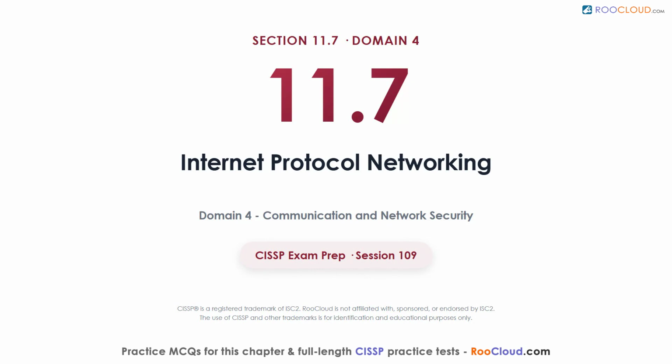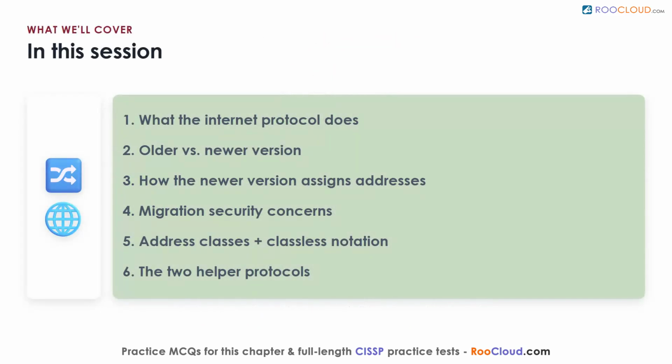Welcome to section 11.7. This is the 109th session of the CISSP Exam Prep series. In this session, we'll get concrete about the protocol that addresses every packet. We'll answer several questions. What does the Internet Protocol itself do? How do the two versions of it differ? How does the newer version hand out addresses? What are the security concerns during migration?